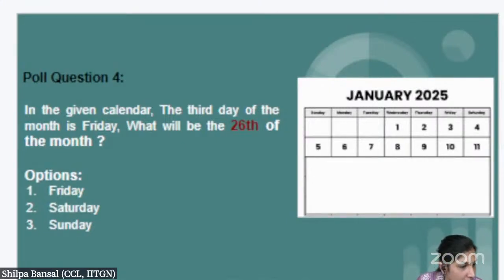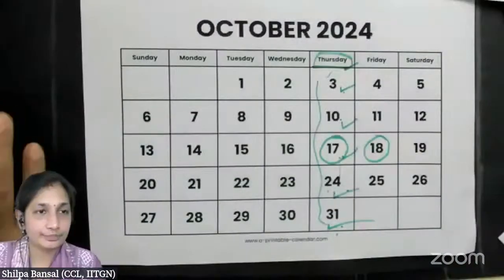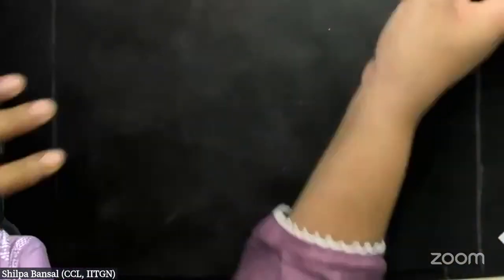This is arithmetic progression; we are not using the term, but it is arithmetic progression. Anuna ma'am is saying Sunday. Most of you have answered correctly. Let's see how we have done.